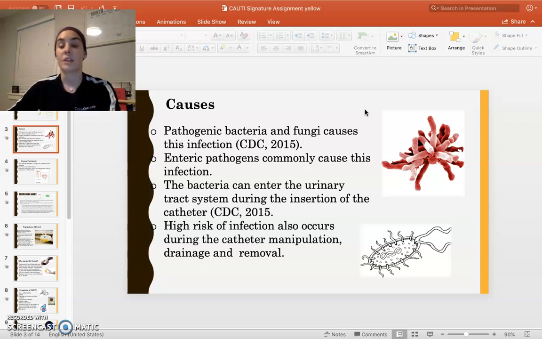So just because they are automatically going to put the actual catheter in doesn't necessarily mean that while the nurse is putting in the catheter that's where the actual bacteria occurs. It can also occur while they're manipulating the catheter later on during the practice of treatment, or during the drainage of the catheter or the actual removal of the catheter.